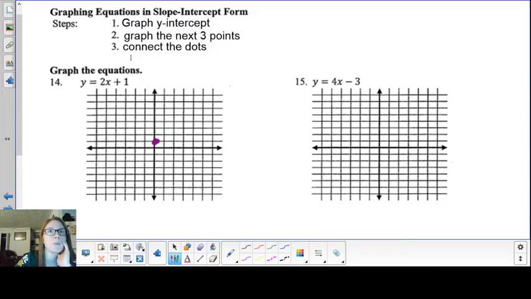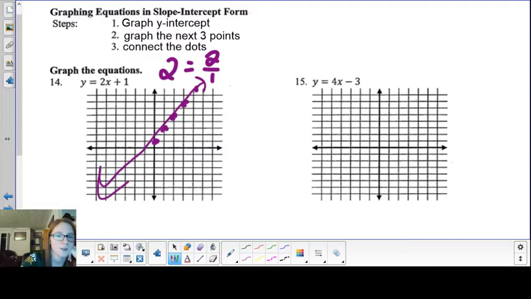Next, I'm going to graph 3 points by using my slope. If my slope is 2, we know that's 2 over 1. So I'm going to go up 2, to the right 1. That's 1 point. Now, from that same point, I'm going to go up 2 more, to the right 1. That's 2. Up 2 more, to the right 1. And next, I'm going to connect the dots. Again, it's a lot easier for you to make a nice straight line than it is for me and my computer.